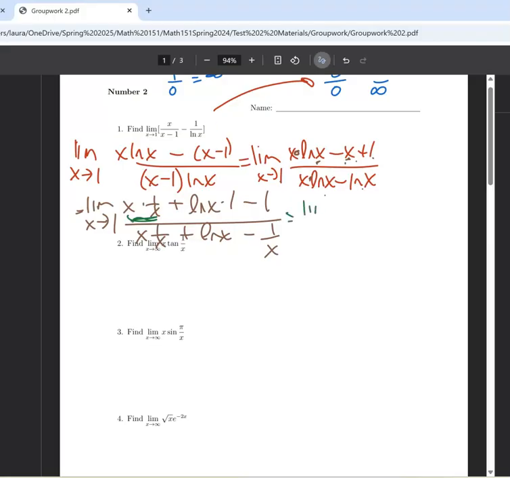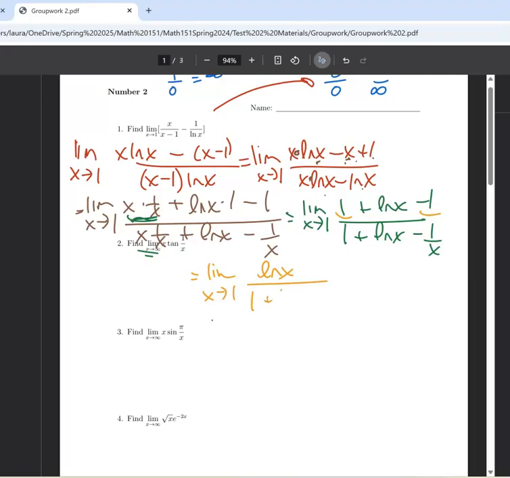So I'm just going to go slow here so you can see what I'm doing. So I get a 1 plus an ln of x minus a 1. Down here, I get a 1 plus an ln of x minus a 1 over x. Well, you look at that. Don't those 1's cancel? They do. So let's just rewrite it. So many times keeping your work organized will help you get to the correct answer.